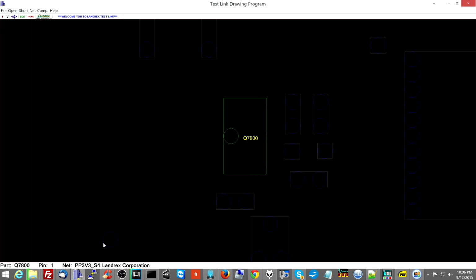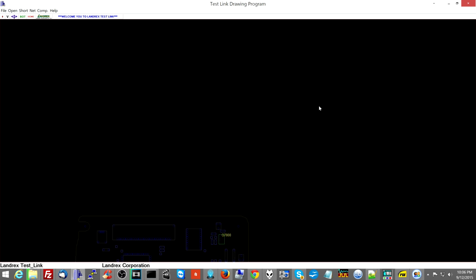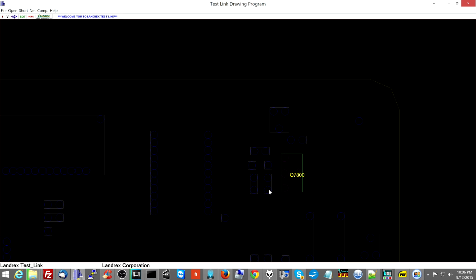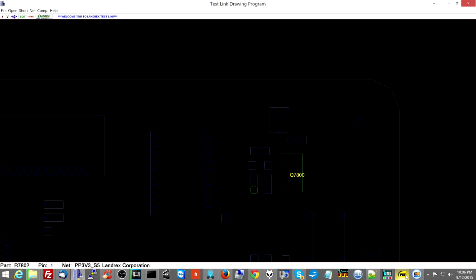So R7802 pin 1, it's got to be somewhere over here. R7802, pin 1, here we go. So right over there, let me just rotate this so I actually know where I am, and of course it takes me away from where I was. So R7802, pin 1. Now that over there has to be getting 3.3 volts. So if that's getting 3.3 volts, I know that I'm getting power to the input of my transistor. So I'm going to turn my multimeter back on, and I'm going to measure right over here.